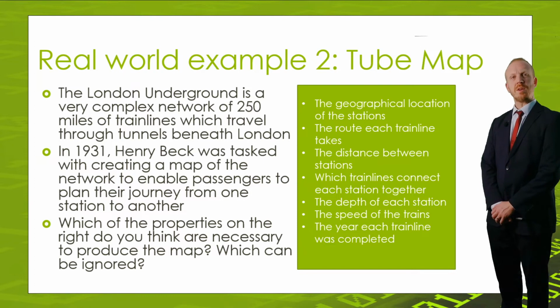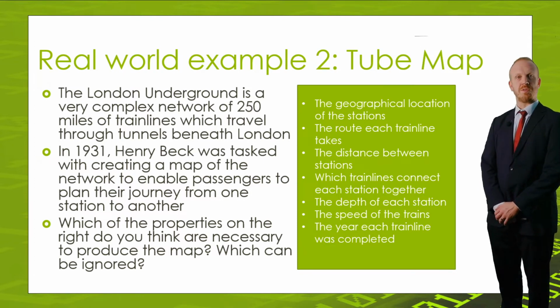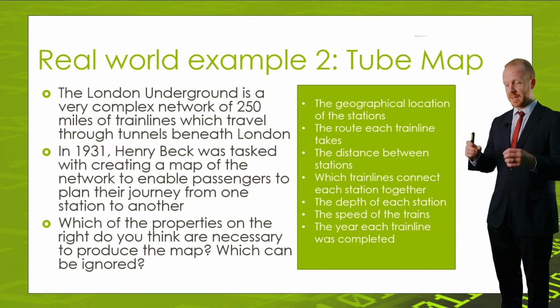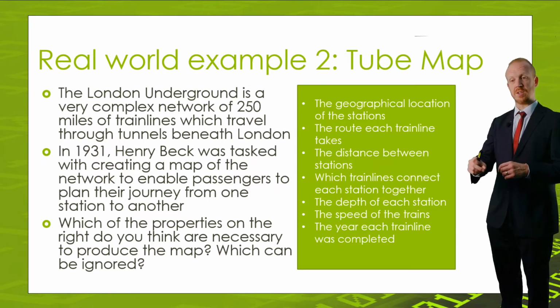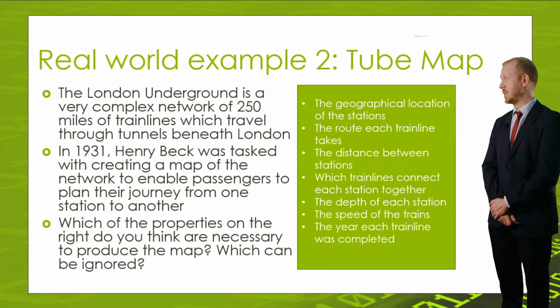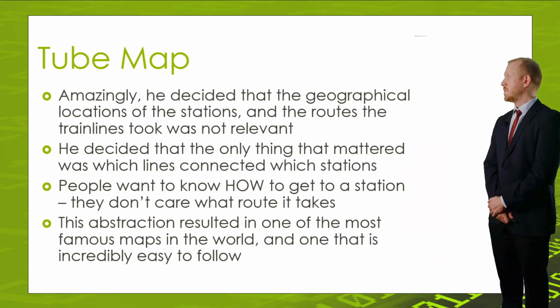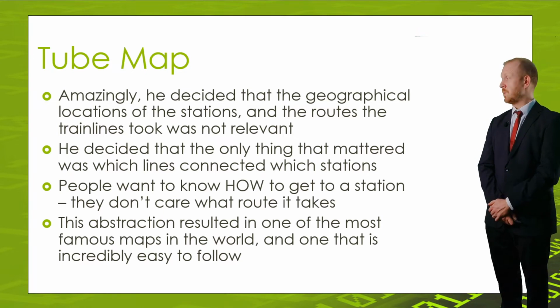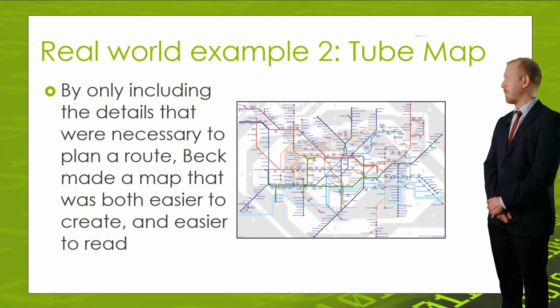Because if you're planning a route, it doesn't matter how long the line is, it doesn't matter which route it goes. All that matters is, can I get from this station to this station, and then from here, can I get to this station? So what he came up with was one of the most iconic maps in the world. It was the London Underground map.